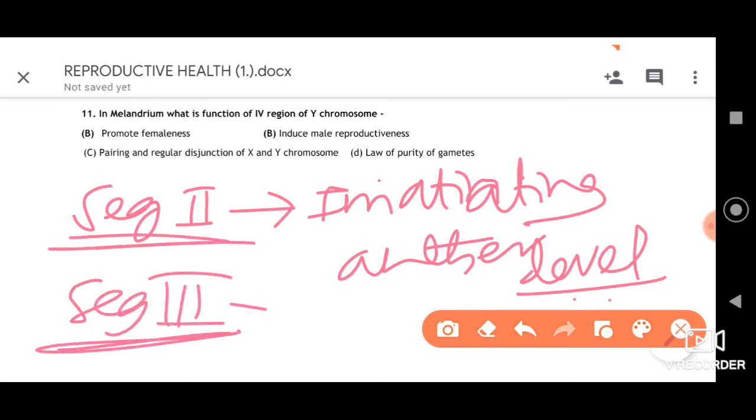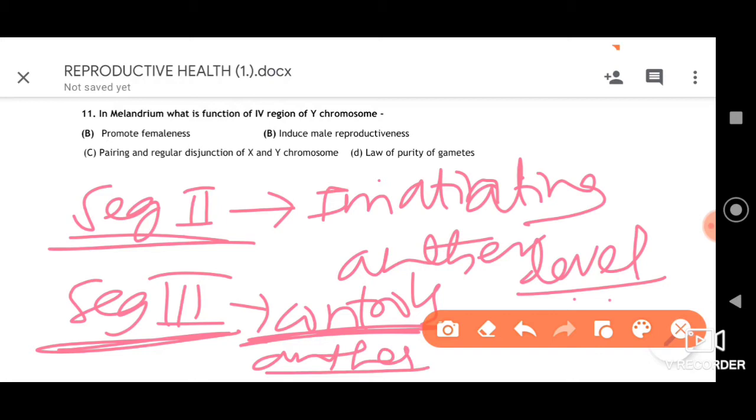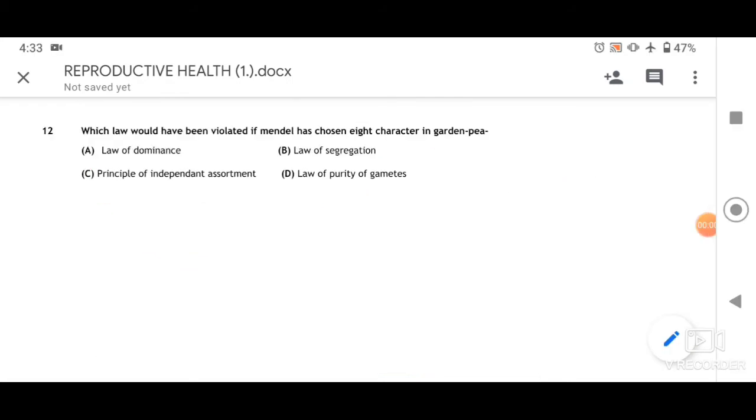Alright, so anyway, now what is important here is to understand what the fourth region of Y chromosome does. As I said, both X and Y have a segment which helps in pairing and disjunction of X and Y chromosomes. So the right answer here is option C. Please go for it.